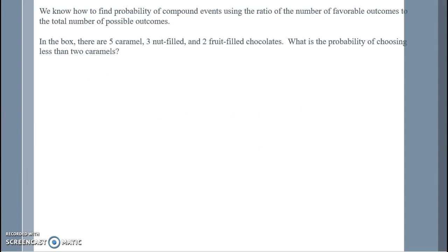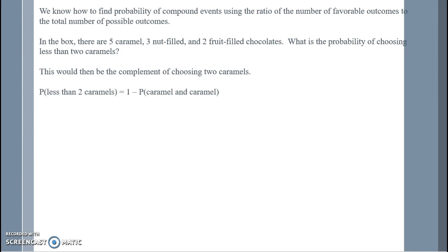Okay, keeping the same scenario, what is the probability of choosing less than 2 caramels? So this would be the complement of choosing 2 caramels. The opposite of choosing less than 2 would be choosing all caramels. So the probability of choosing less than 2 caramels is equal to 1 minus the probability of choosing a caramel and a caramel. So we don't have to write out all those pluses. It could save us some time here.